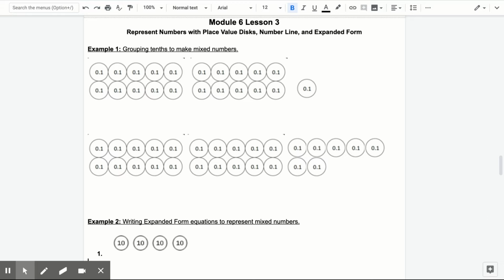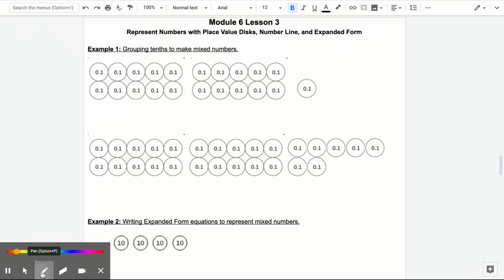Today we will be learning Module 6, Lesson 3. We're going to be learning how to represent numbers with place value disks, a number line, and using expanded form equations. So let's get started. Our first example today, we're going to be grouping tenths to make mixed numbers.